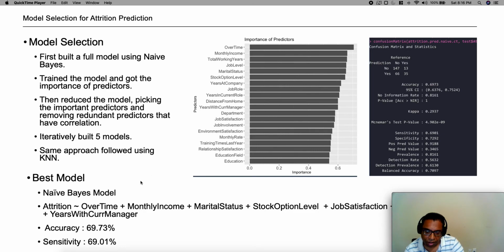KNN models too. The naive Bayes model turned out to be the best model, and that model had factors like overtime, monthly income, marital status, stock option level, job satisfaction, and years with the current manager. It had an accuracy of 69.73% and sensitivity of 69.01% and specificity of 72%.